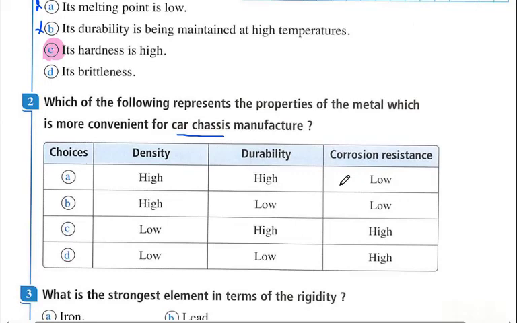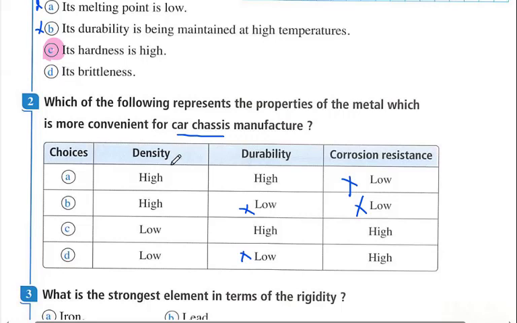Let's have an accordance with each other that corrosion resistance in the manufacture of car chassis is very high to be convenient. So low is not correct. So durability at high temperature, the chassis is exposed to high temperature, so it must have a high durability. So low durability is not correct. So here the correct answer is C.